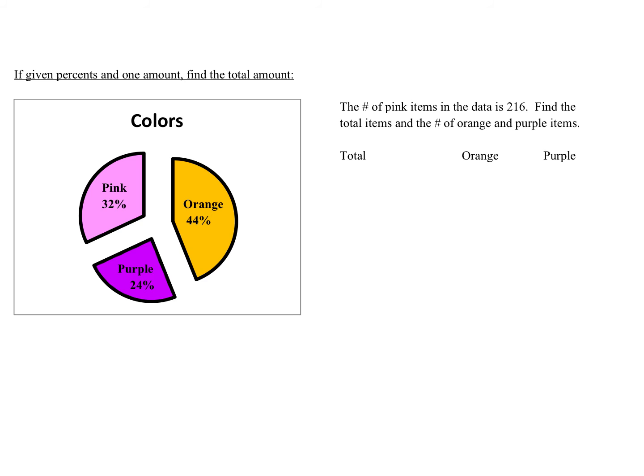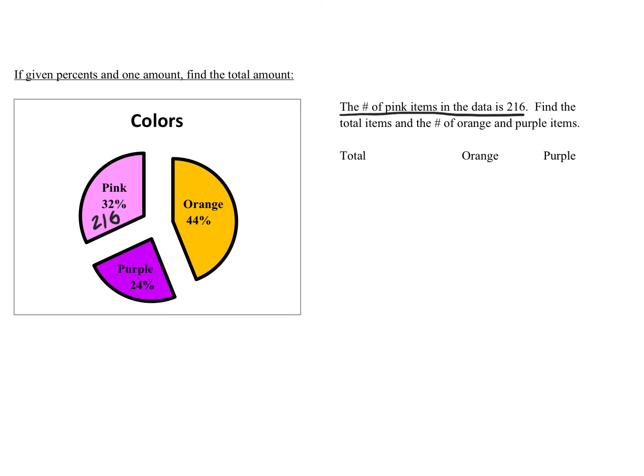Okay, so we can use this in a couple of different ways. So this problem's a little bit different. It tells us the number of pink items in the data is 216. I'm going to say, okay, there's 216 pink items in this data set. Find the total number of items, the number of orange, and the number of purple.